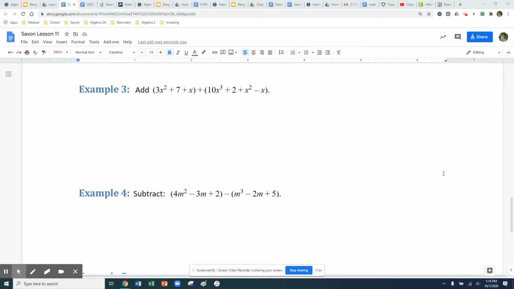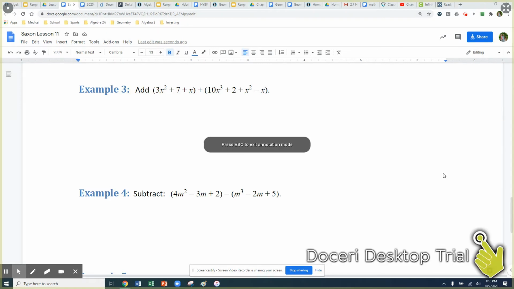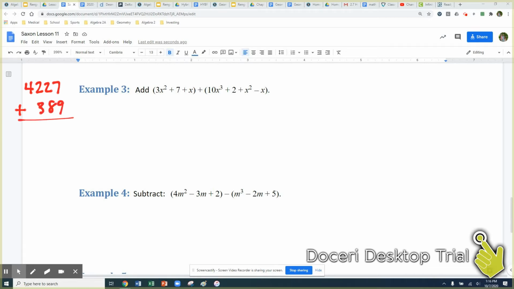So we're going to look at two ways we can add and subtract. We're going to look at adding and subtracting vertically. So when you start out adding 4-digit numbers, like 4,227 plus 389, you start adding those vertically. And you line up your place values, your ones, your tens, your hundreds, your thousands, and so forth. Well, one way to add or subtract polynomials is to add them by their degree.